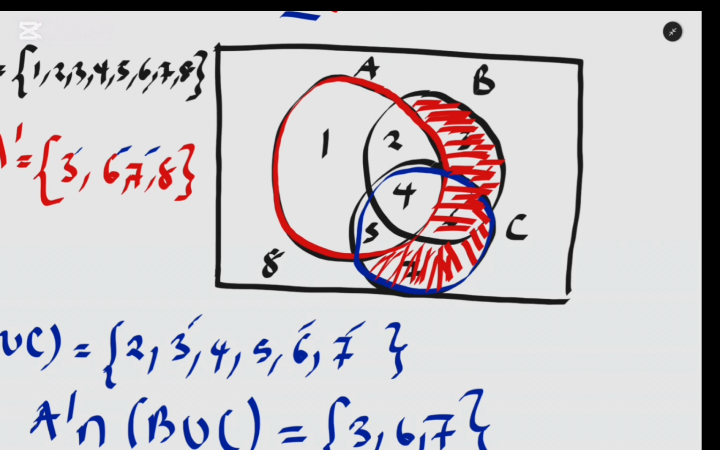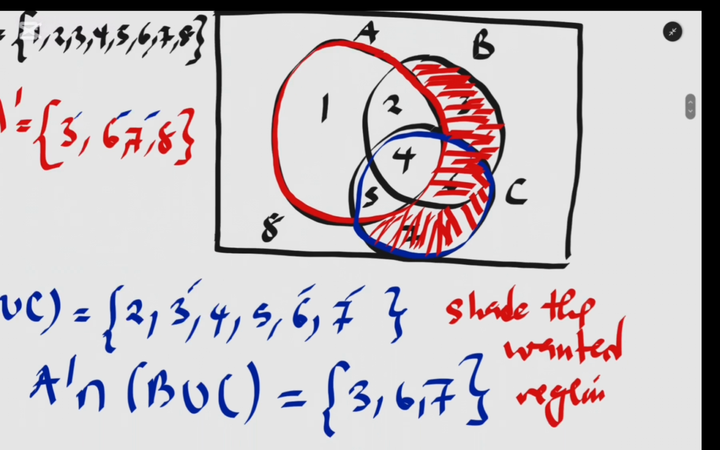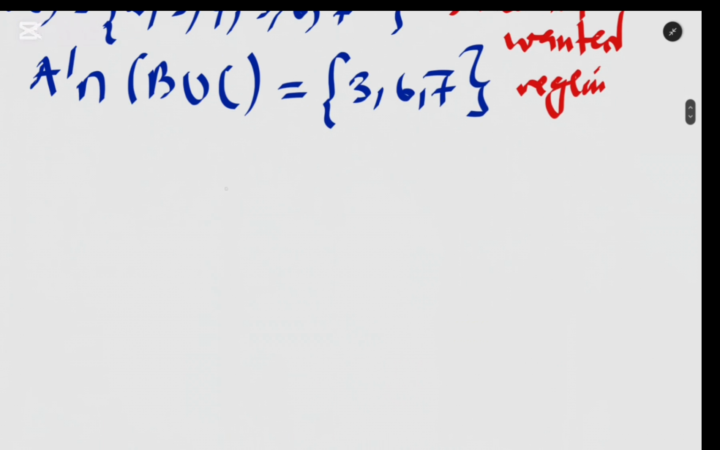And you can see from here, A complement: A is not shaded at all. But B union C is the one that is shaded. So you shade for the wanted region. That is something also you need to know. We shade the wanted region. Very important. Let us look at one more question.